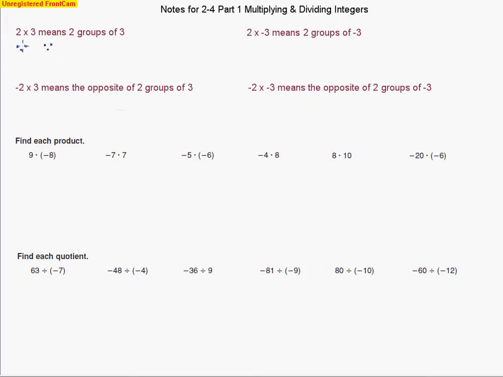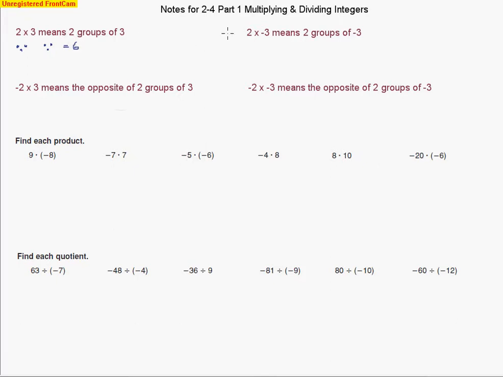So instead of having to add up or count up the number of dots, what we did is we learned an algorithm that we could just memorize: 2 times 3 is 6, because it's 6 dots being added together. And so that's what that is.